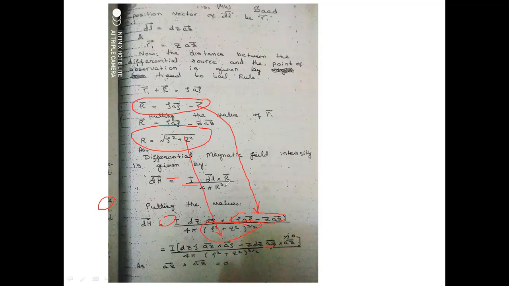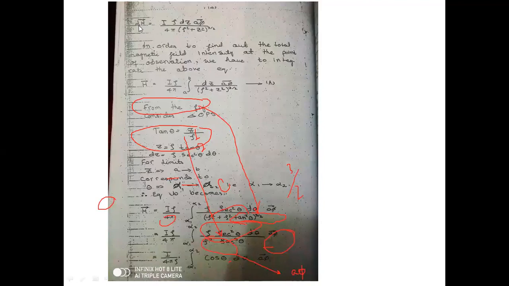So r cube, and here is 1 over 2, so it makes 3 by 2. Now by the cross multiplication, az cross arrow will be a phi. This is the cylindrical coordinate system, and az cross az is equal to 0. So by multiplying this term with this, we will get 0.